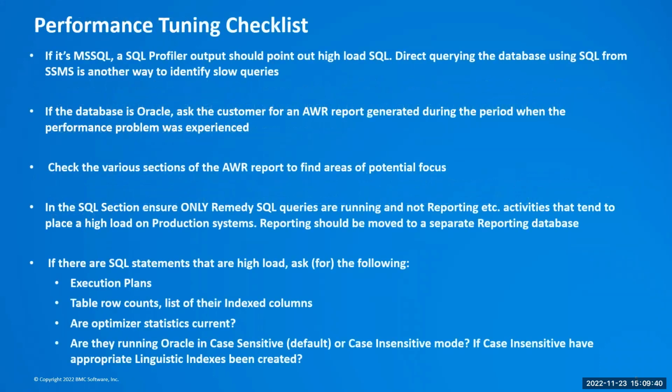So this is a loose performance tuning checklist that I've used over the years. If your database is SQL Server, a SQL Profiler output should point out high load SQL, and in that SQL Profiler output, you can even select the actual execution plan, which SQL Server shows you along with the values of the parameters, if there are any parameters or literal values, etc., in the SQL.